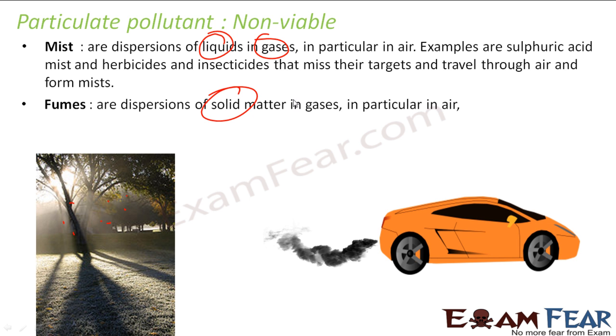Fumes are dispersion of solid matter in gas. These are my fumes. Solid matter in gas. So understand the difference between mist and fumes. When I talk about fumes, I'm talking about dispersion of solid matters in gas, mostly in air. When I talk about mist, I'm talking about dispersion of liquids in gas. There's a difference.